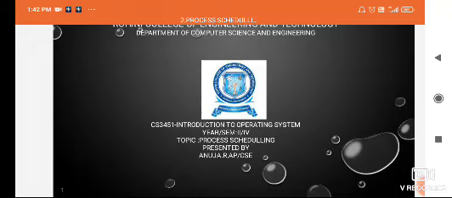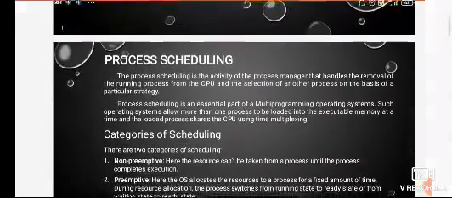CS 3451 Introduction to Operating System. The topic is Process Scheduling, presented by Anuja R., APCSE, Rohini College of Engineering and Technology.